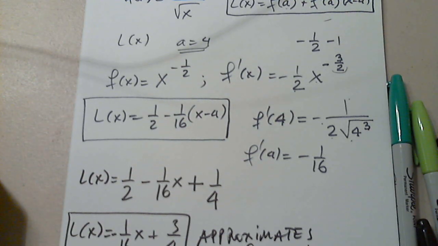Now if we want to continue and answer the rest of the questions, let's go back. Use the linearization to approximate 1 over the square root of 3. So the distance between 4 and 3 is quite big. So I can approximate, and then I will find 1 over the square root of 3, and then find the difference between the two. Any questions?